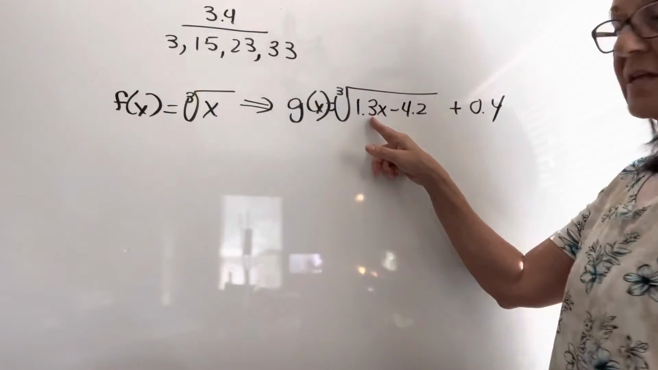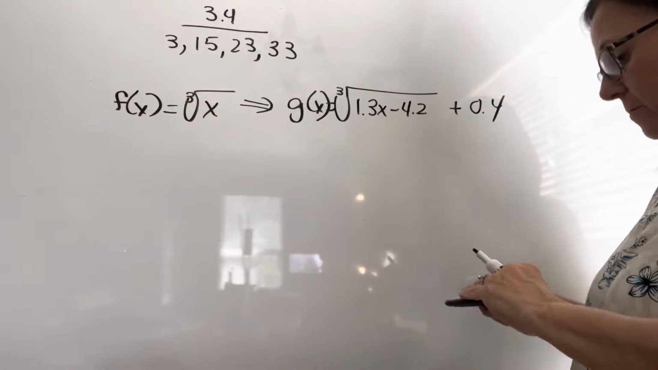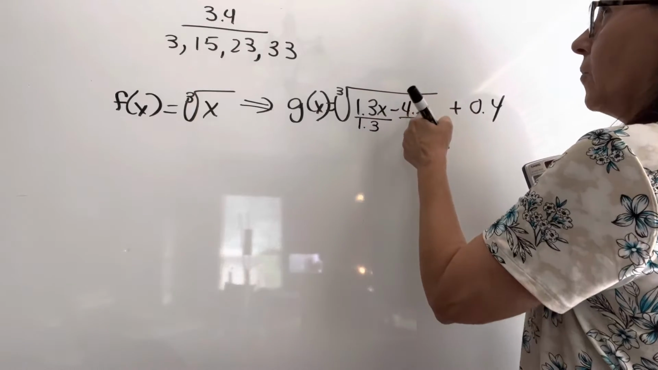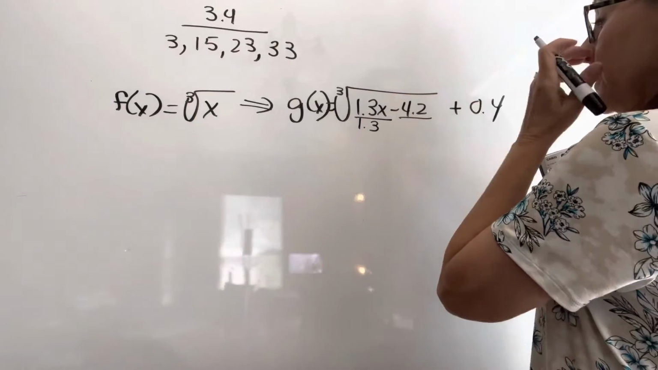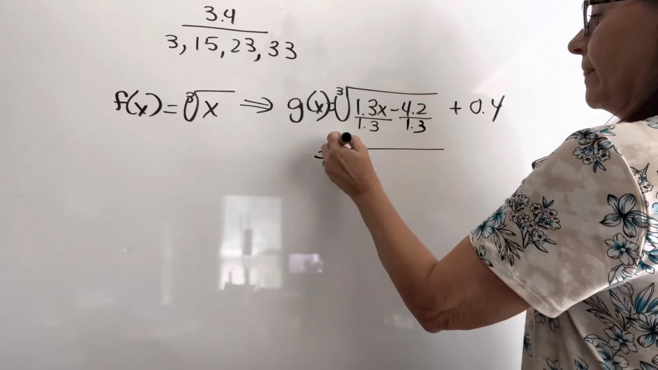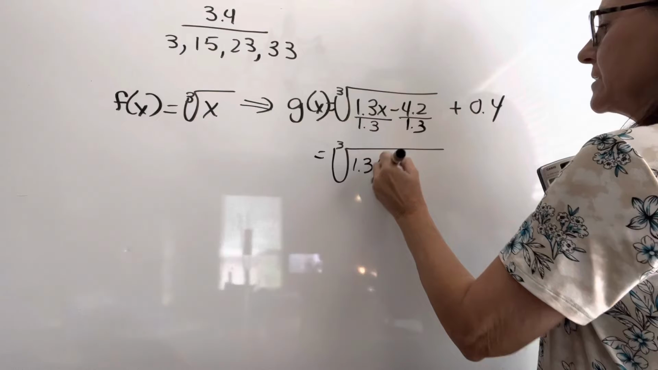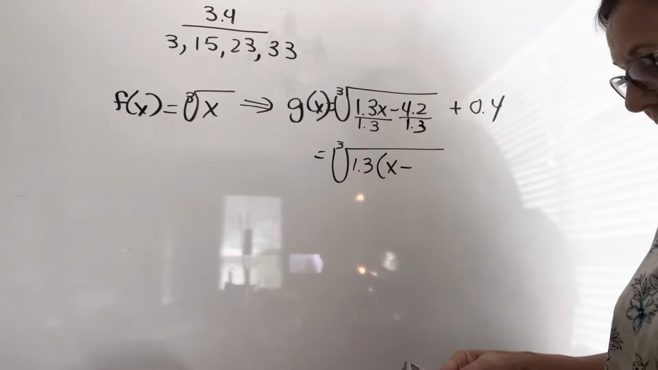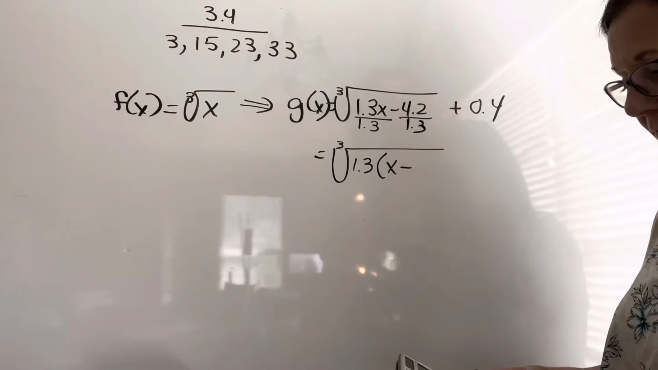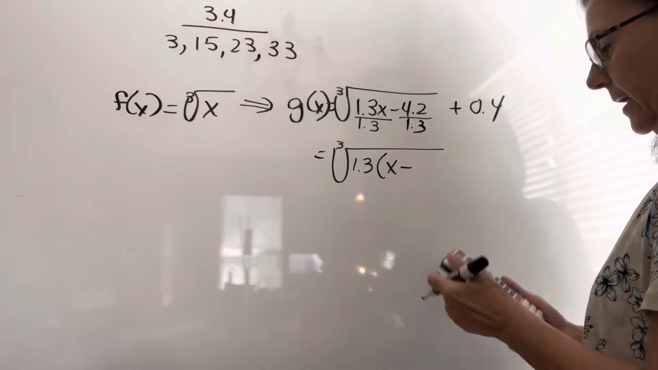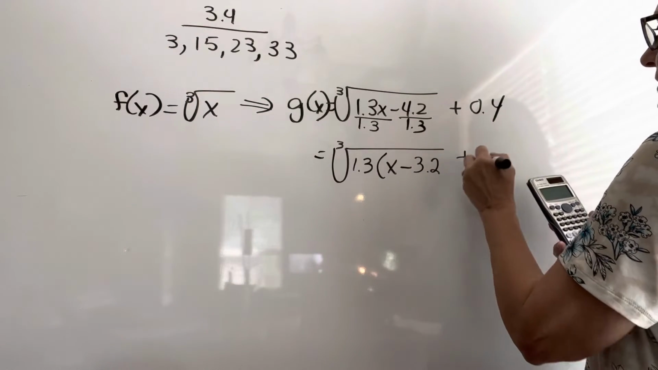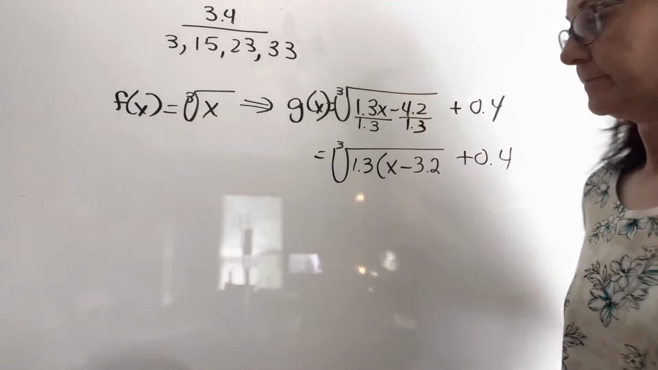All right, the first thing we have to do is factor out that 1.3. So we need to rewrite it so we know what our horizontal shift to the left or right is. All right, so it's going to equal the cube root of 1.3 times x minus whatever 4.2 divided by 1.3 is. And I get about 3.2, plus 0.4.